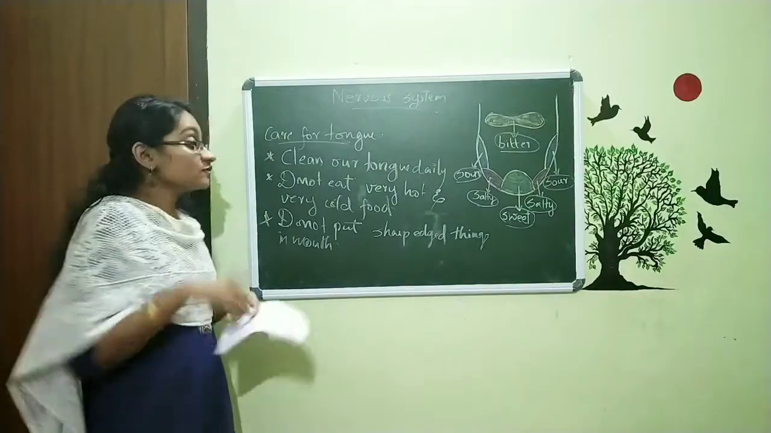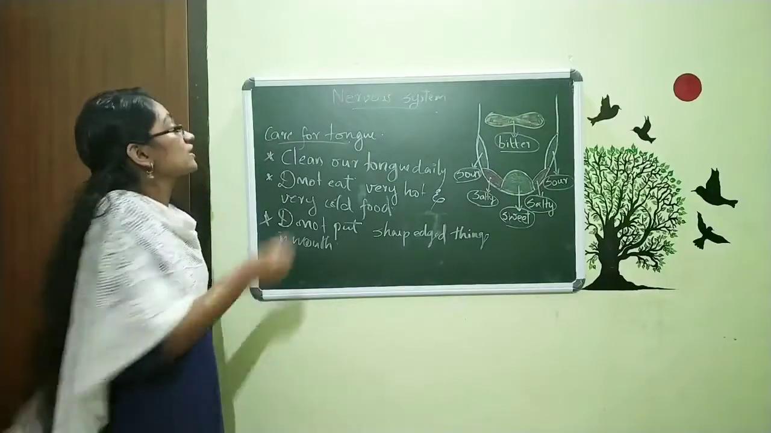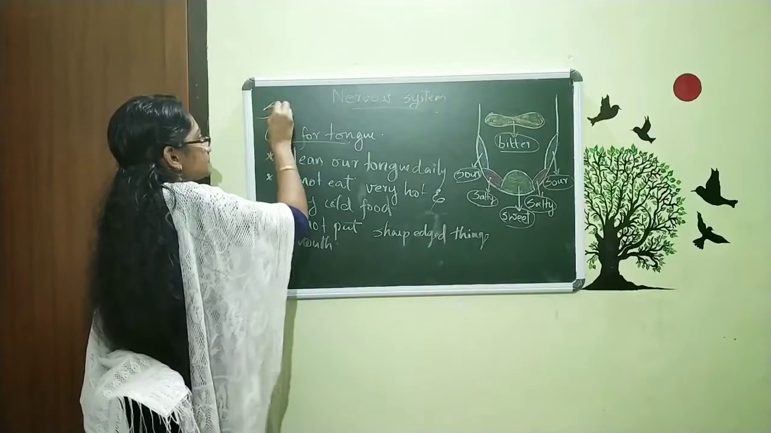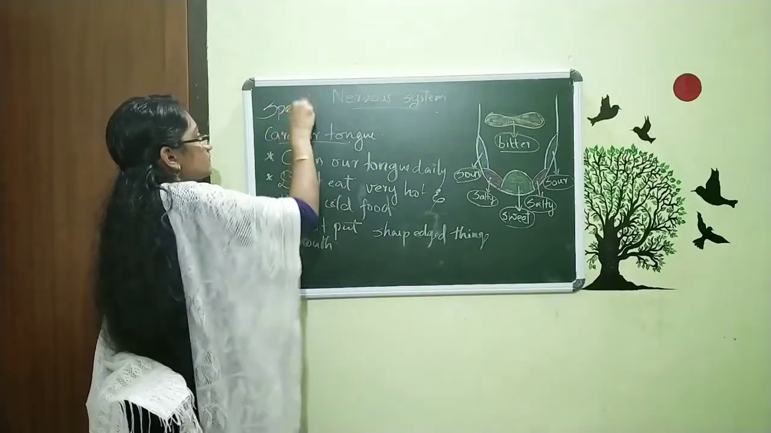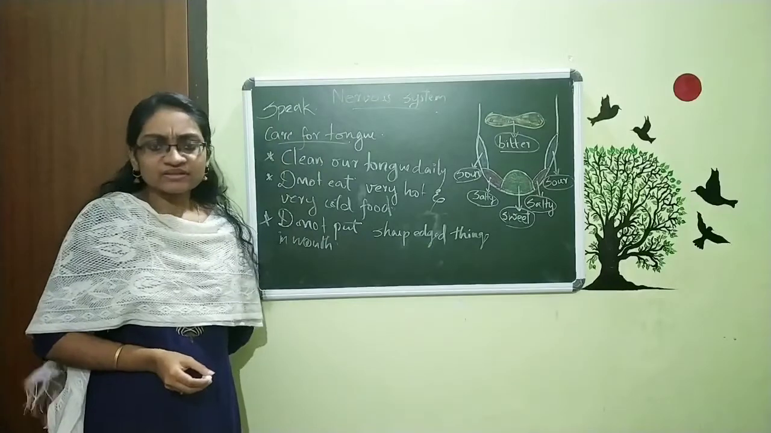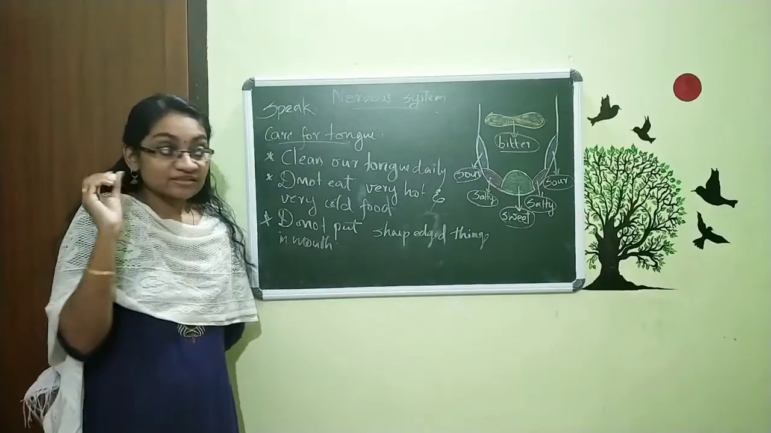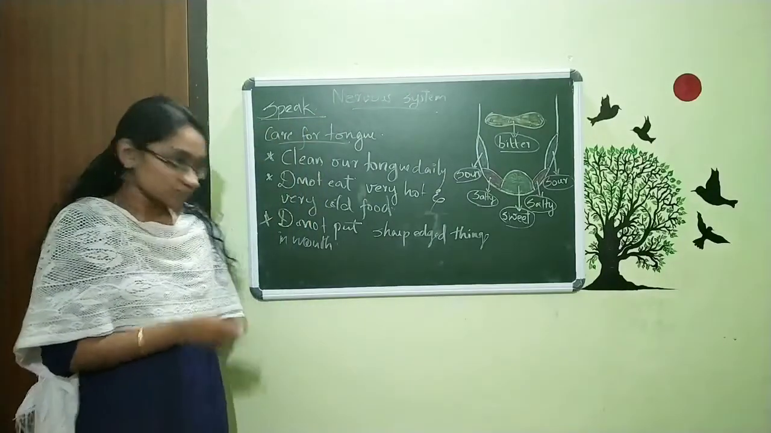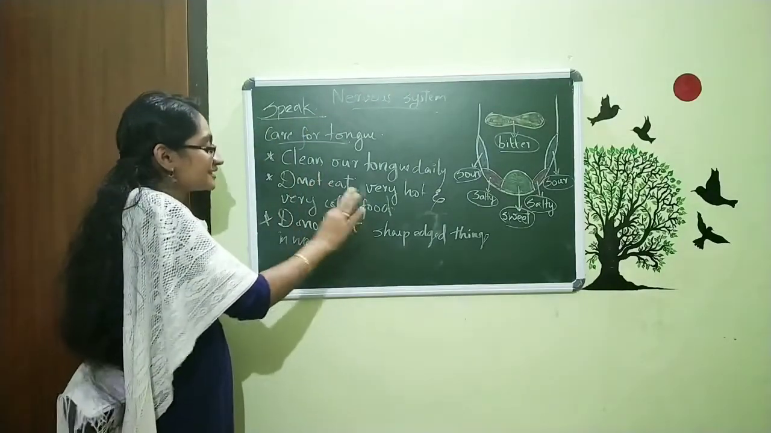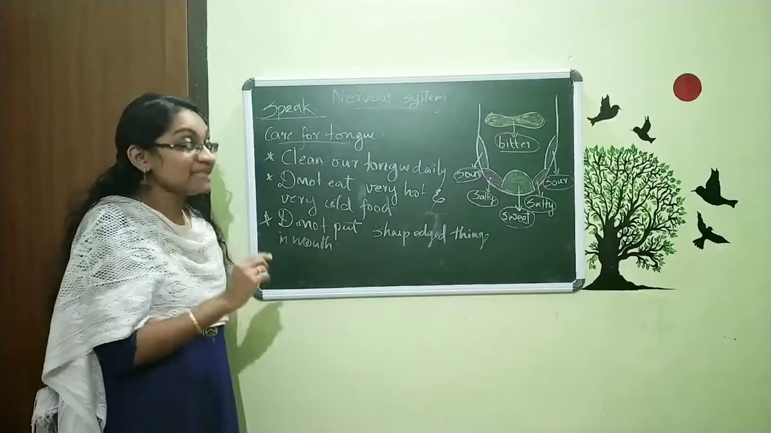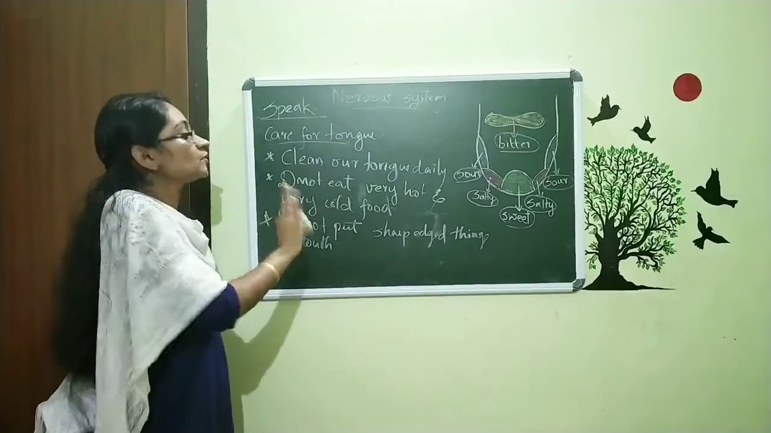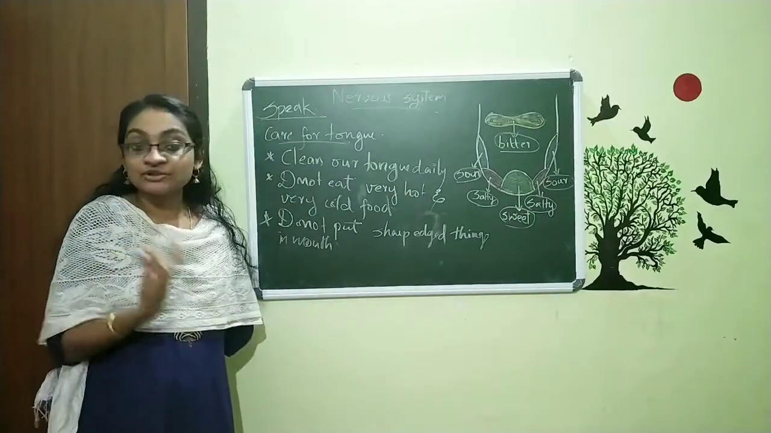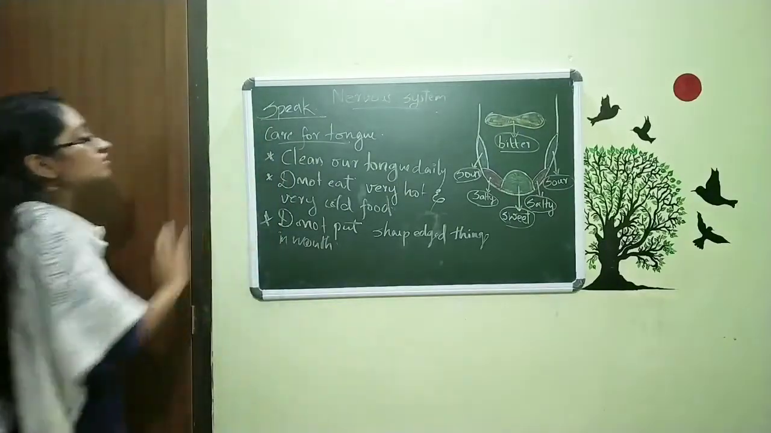With our tongue we have another use, that it helps us to speak. If there is no tongue, we are unable to speak, and our tongue has a major role in speaking. So do not put any sharp edged things in our mouth, as that will damage our tongue and it will affect both the identification of taste and also we will lose the ability to speak. So this is all about tongue.